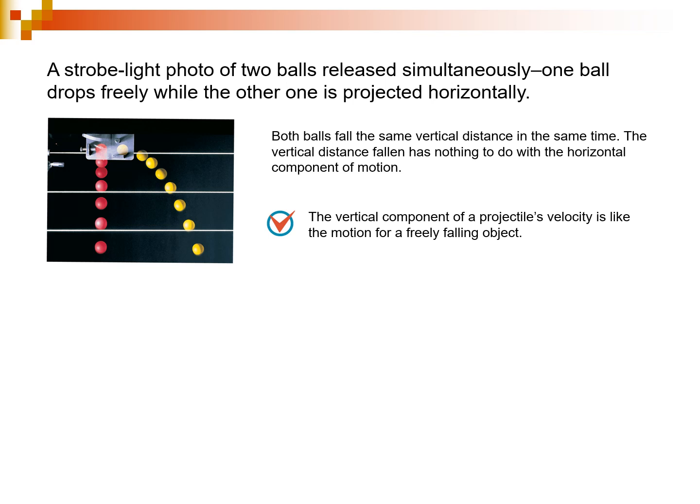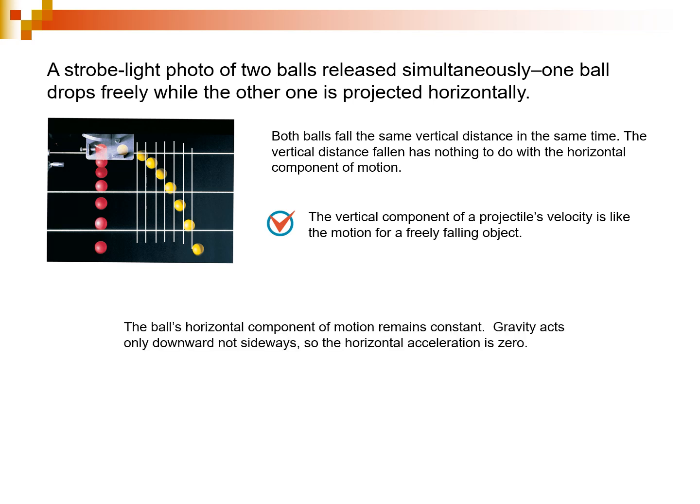Let's take a look at the horizontal component of the motion. Look at the spacing between these vertical lines. What do they show? Well, this ball moves equal distances at equal times horizontally. The ball's horizontal component of motion remains constant. Why is that? Because gravity acts only downward, not sideways. Therefore, there is no net force to change the horizontal motion of the object. Horizontal acceleration remains zero.